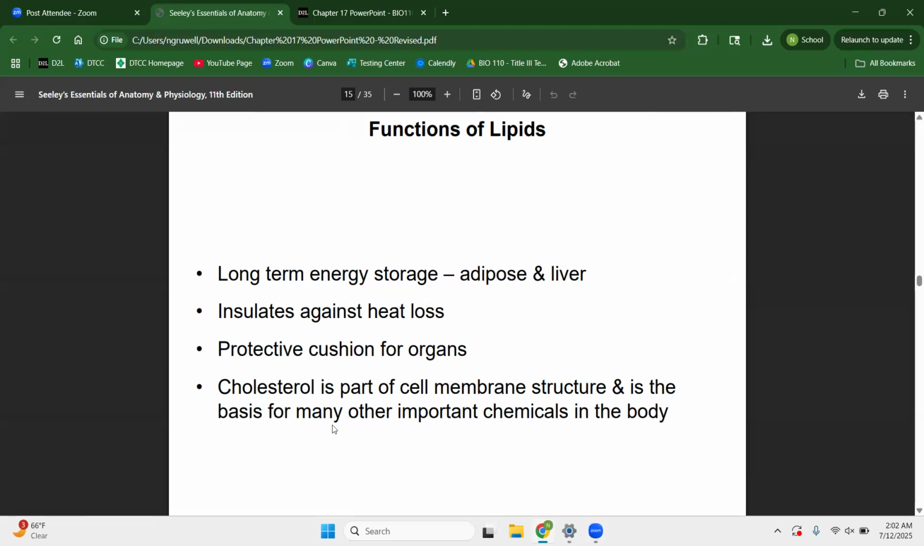Cholesterol was something that we mentioned before, and it's super important in our cell membrane structure. So, yes, we don't want crazy high cholesterol, but cholesterol is a very important lipid for the body.